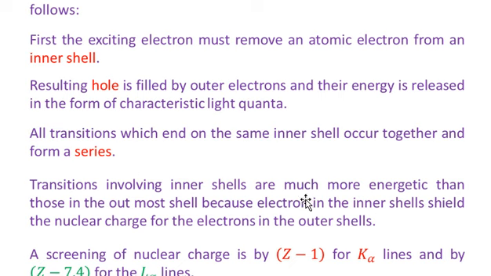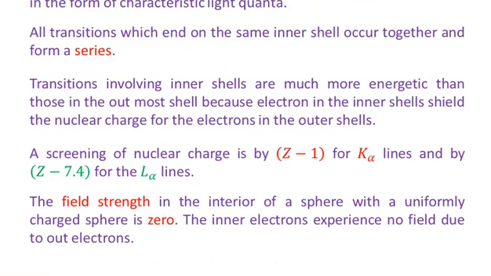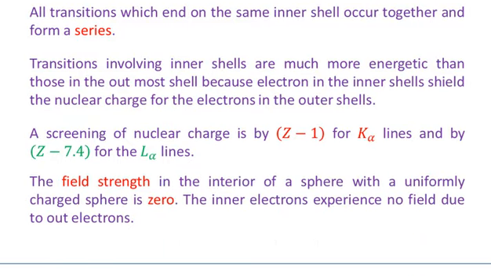Transitions involving inner shells are much more energetic than those in the outermost shell, because the electrons in the inner shells shield the nuclear charge for the electrons in the outer shells, and being very close to the nucleus are strongly bound with the highest binding energies. That is, the K shell electrons have the highest binding energy in comparison with the electrons in the L shell, the M shell, and the other shells. The screening of the nuclear charge is by Z-1 for K alpha lines and by Z-7.4 for the L alpha lines.